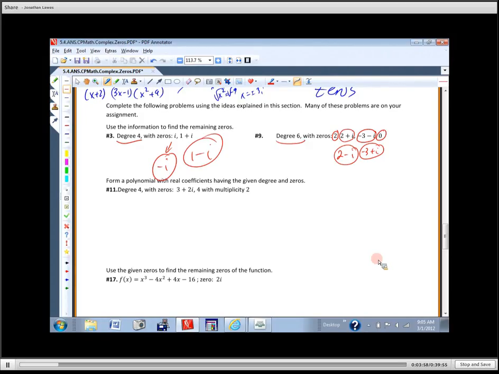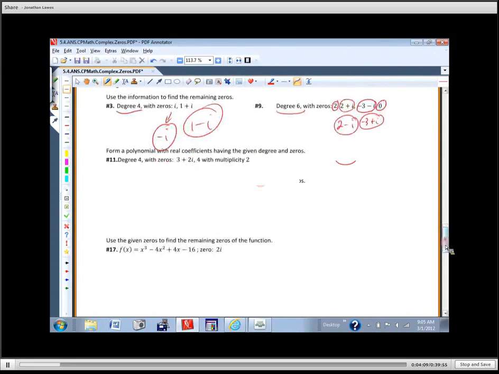And then let's take a look at problem number 11. It says, form a polynomial with real coefficients having the given degree and zeros. So let's take a look at this one right here. This is similar to the one that we just looked at on the other page. I am going to go through and do this one completely. We'll get the entire answer. It's a degree 4 polynomial with that as a 0 and that as a 0 with multiplicity 2.